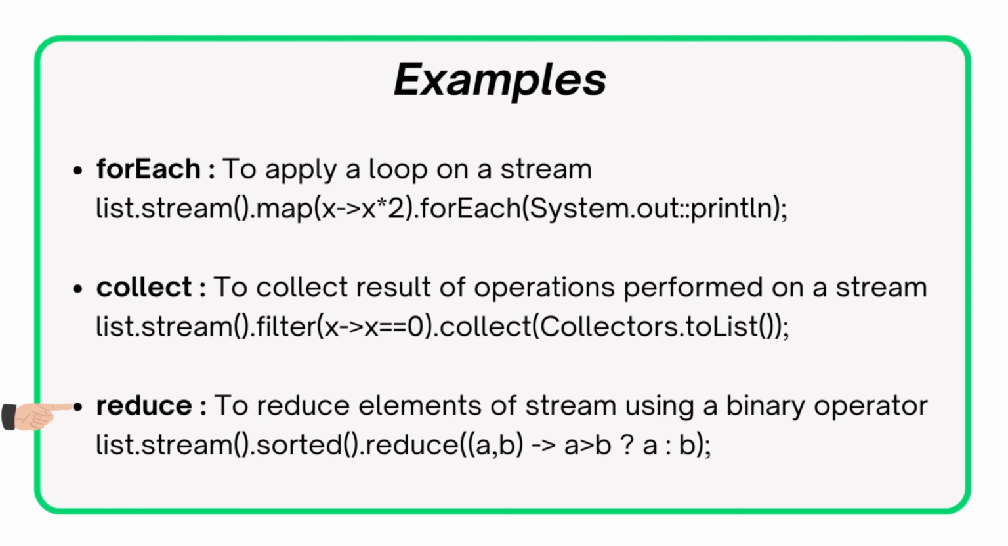When performing a reduce operation, the result should always be received in an Optional, so as to prevent a null pointer exception, as we are not sure if it will return anything at all.